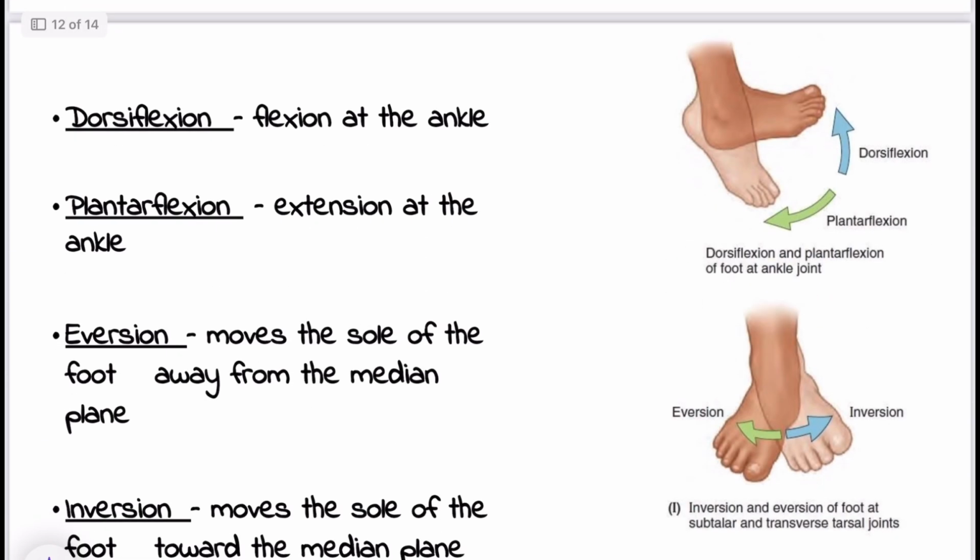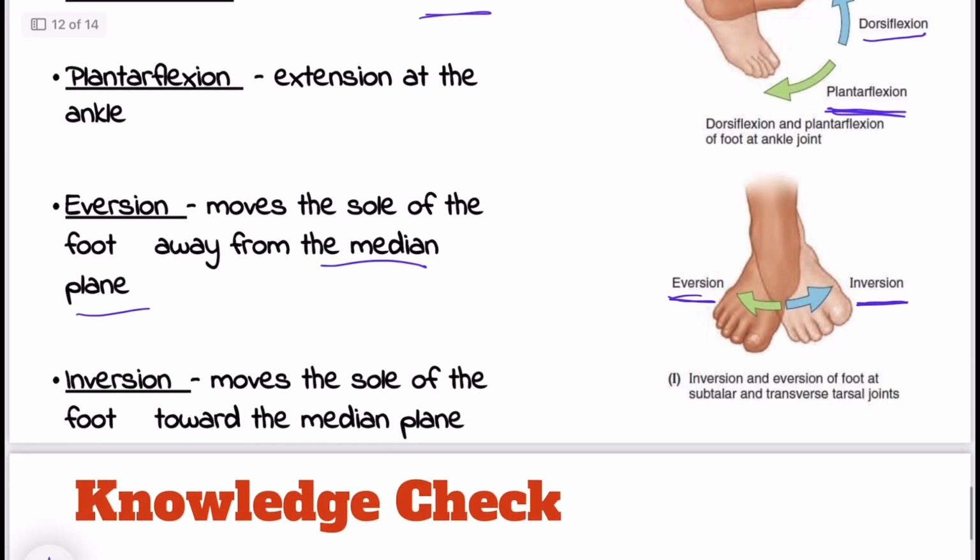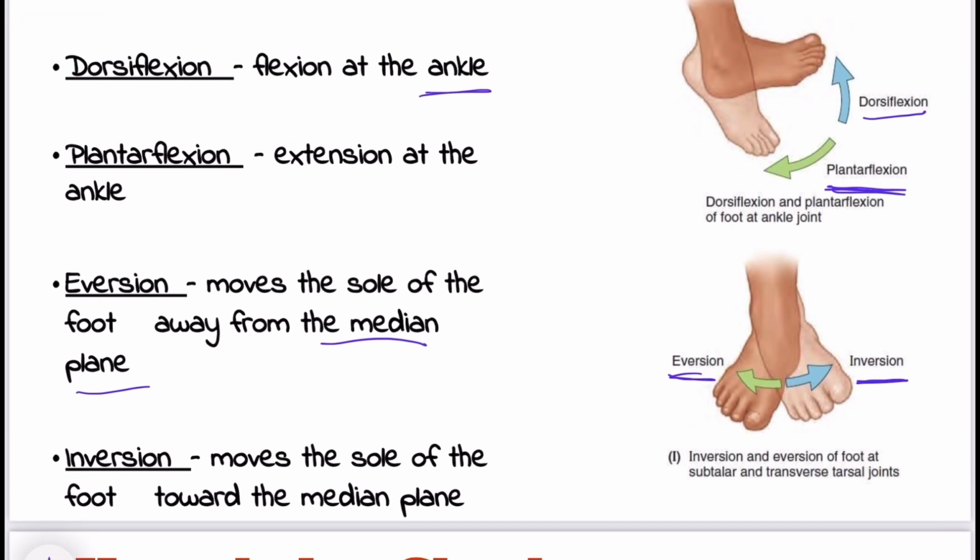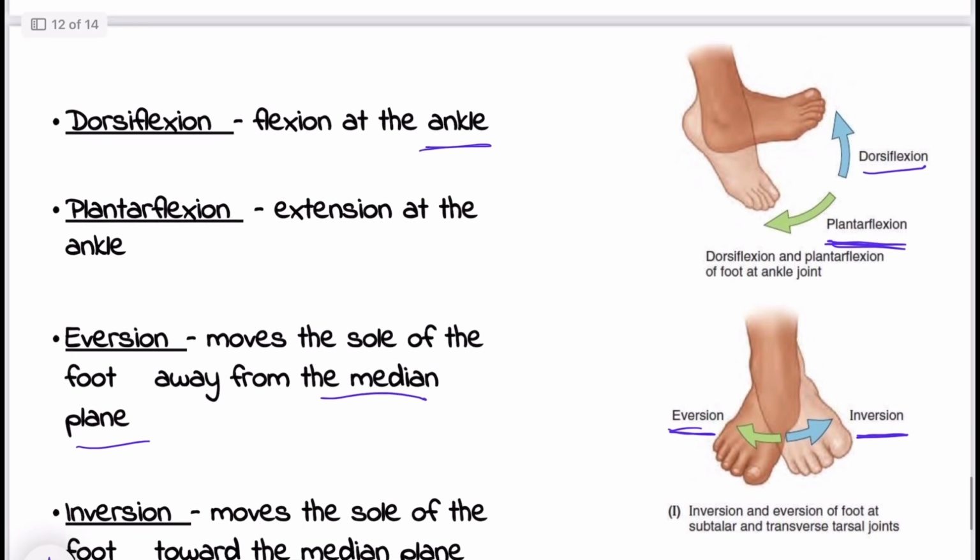Now, dorsiflexion is the flexion of the ankle, shown here on the right. And then plantar flexion is extension of the ankle, shown here as well. Eversion is the movement of the sole of the foot away from the median plane, so you're moving laterally. And then inversion is movement of the sole of the foot towards the median plane, so you're moving medially. Now, this is all of the different anatomical terms that you have to learn in connection with movements.